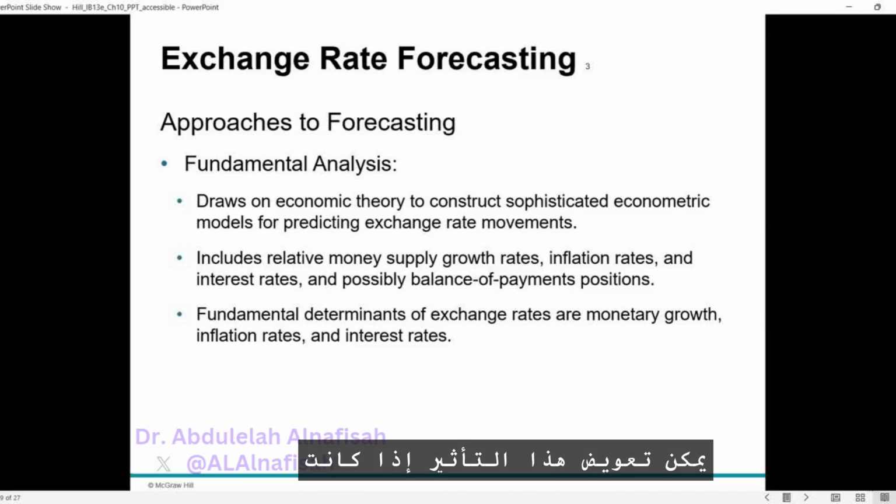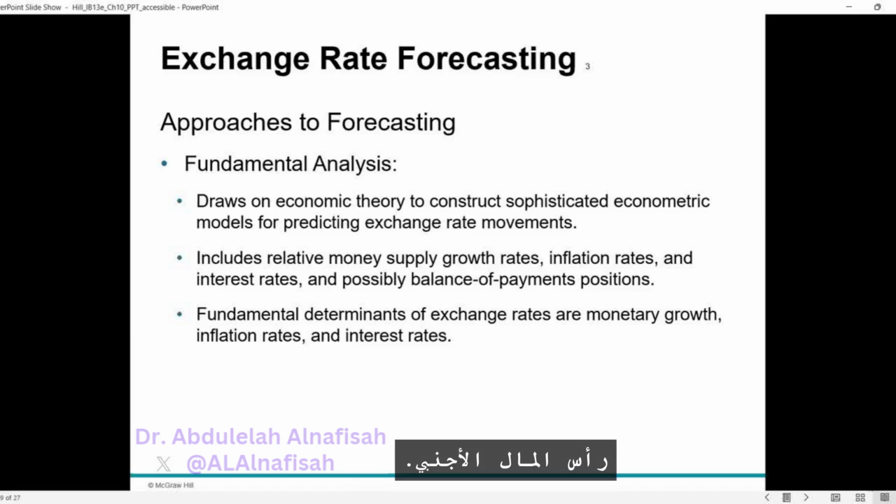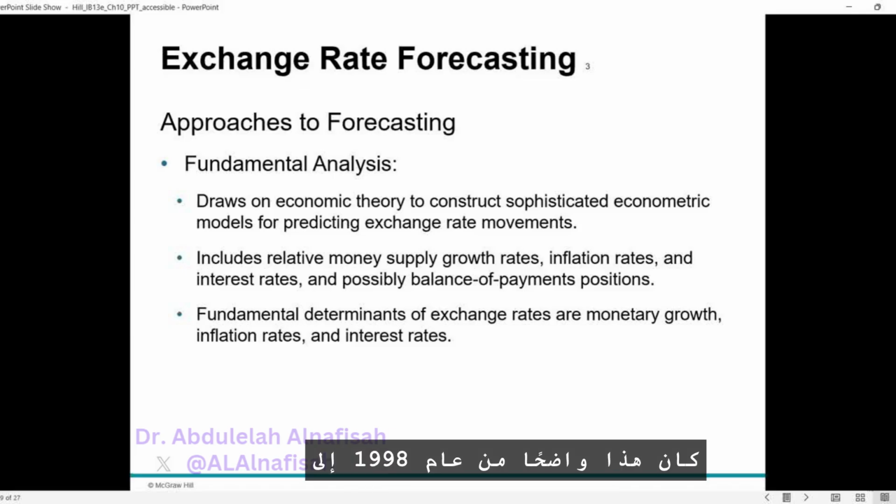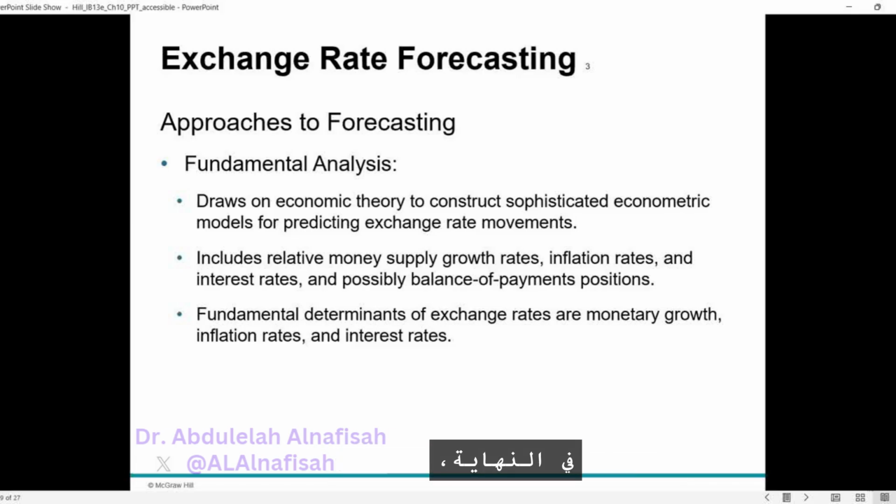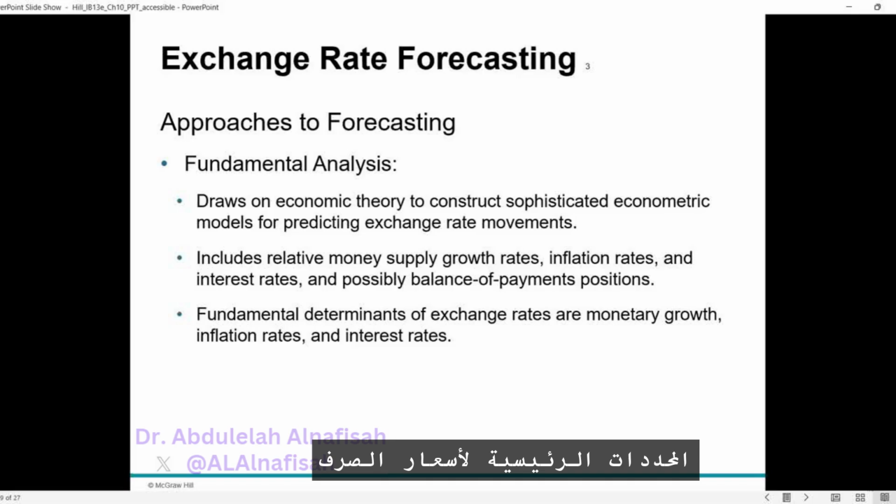However, this effect can be offset if the country has favorable interest rates, low inflation, or a strong investment market which attract foreign capital. This was evident from 1998 to 2001, when the U.S. dollar appreciated despite a current account deficit because high real interest rates, low inflation, and a booming stock market made U.S. assets attractive to foreign investors. Ultimately, fundamental analysis suggests that the main determinants of exchange rates are monetary growth, inflation, and interest rates.